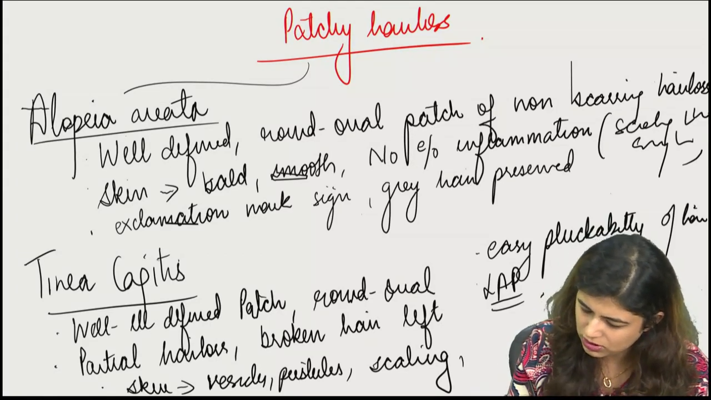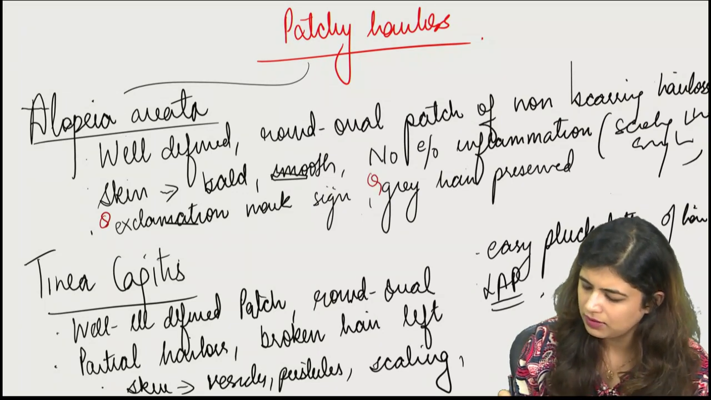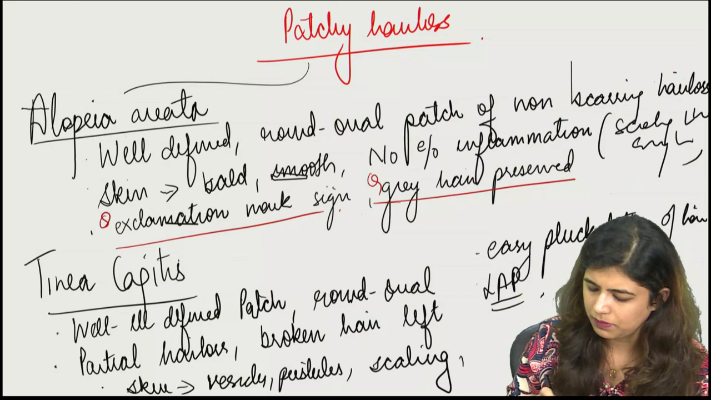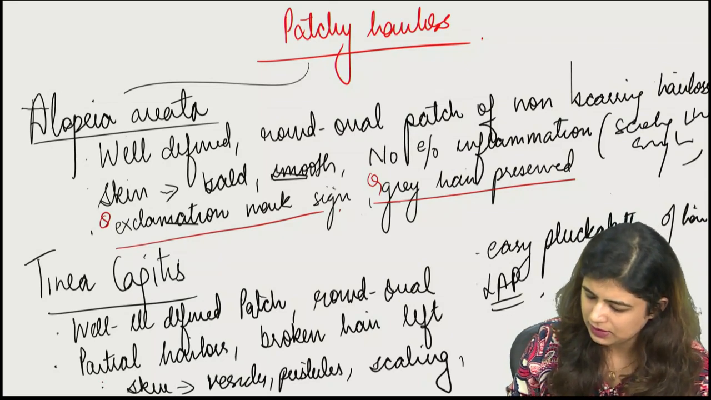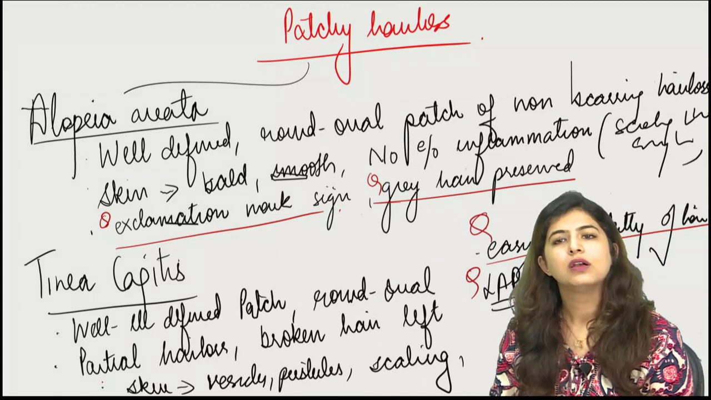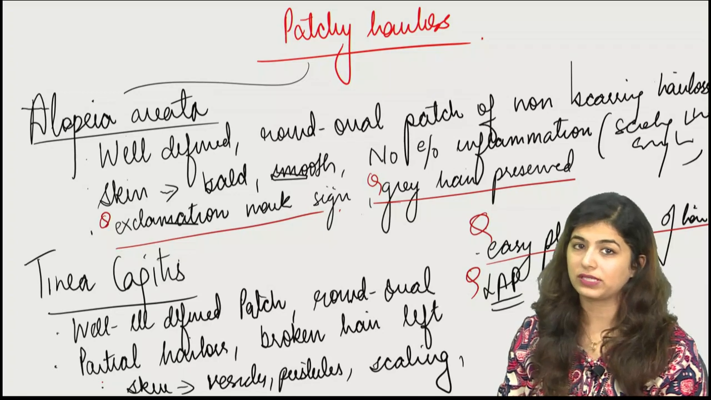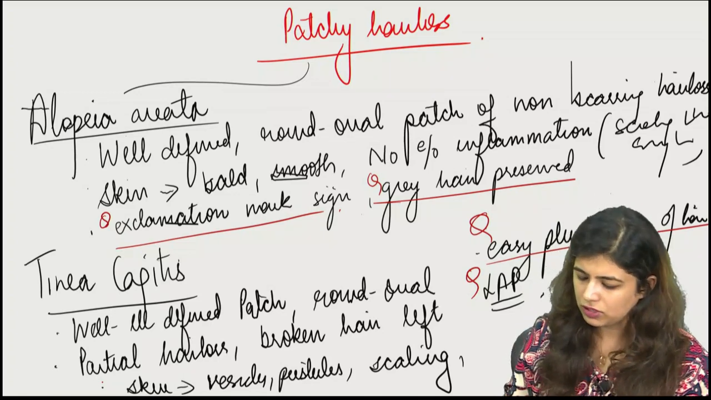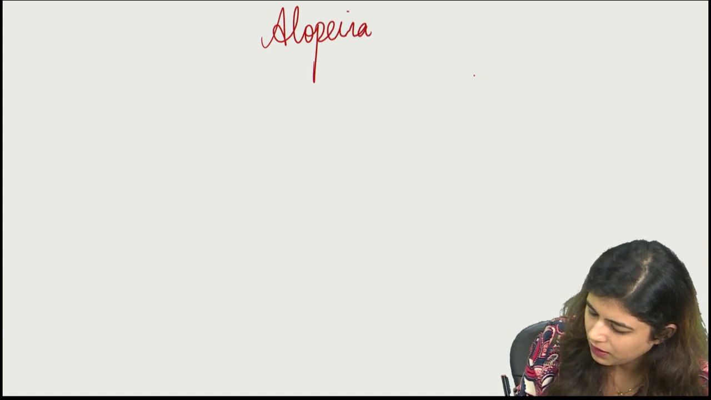I'll just mark the question. You are asked the exclamation mark sign and that the gray hair are preserved. In tinea capitis, you are asked easy pluckability and lymphadenopathy. Clear to everyone? Yes, of course, there are a lot of other questions which may be associated with alopecia areata. I'll just tell you certain more findings.